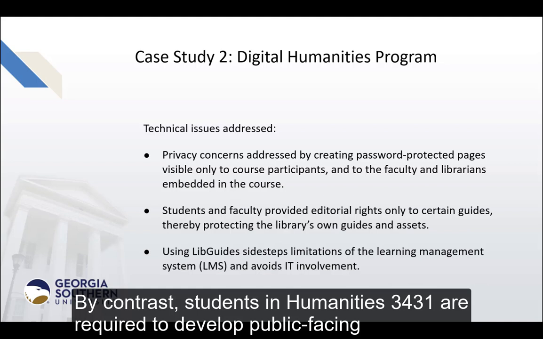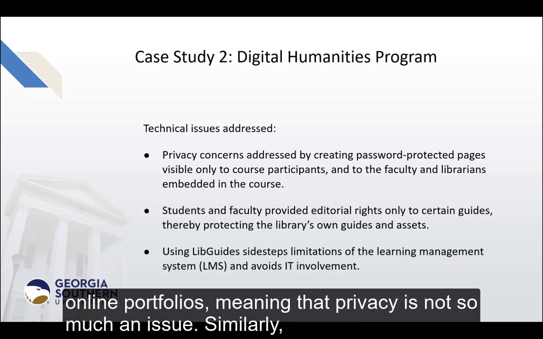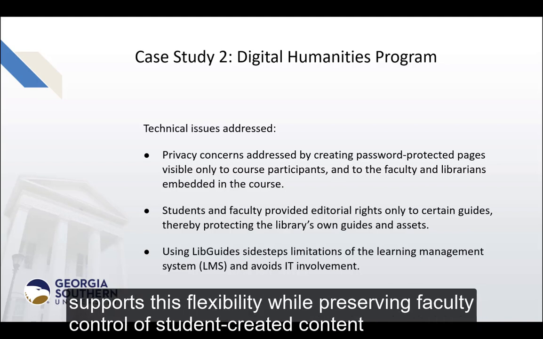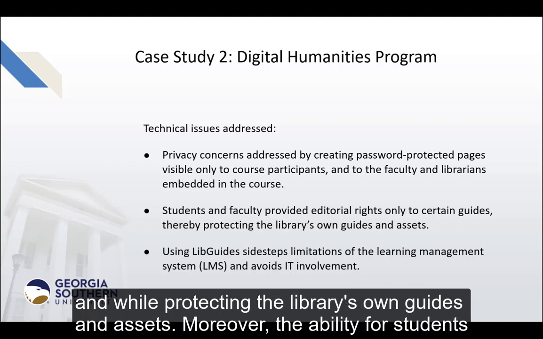By contrast, students in Humanities 3431 are required to develop public-facing online portfolios, meaning that privacy is not so much an issue. Similarly, both collaborations require that students have editorial rights only to certain guides. LibGuides supports this flexibility while preserving faculty control of student-created content and while protecting the library's own guides and assets.